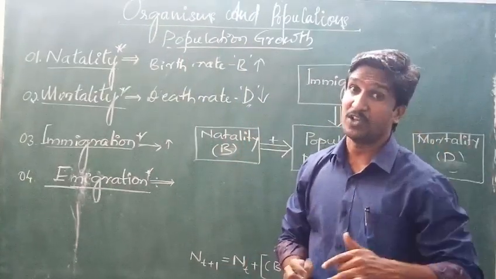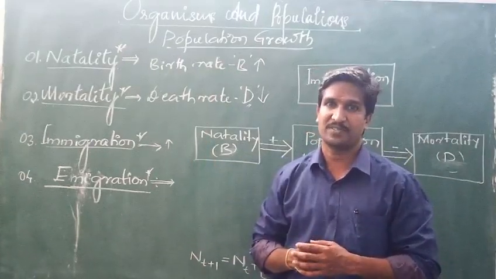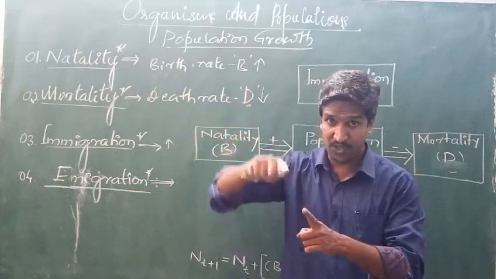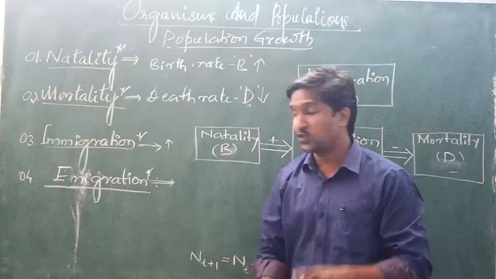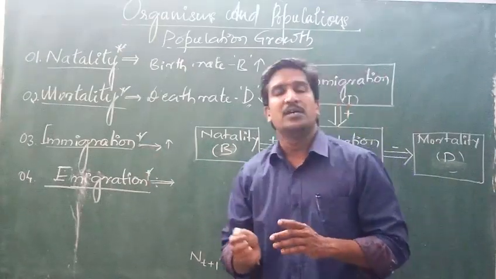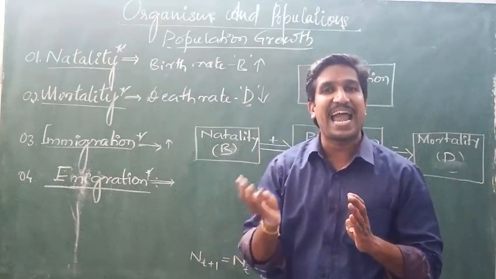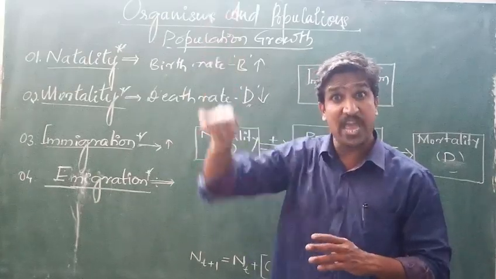Think about Bangalore. From Shahpur, every year thousands of people will go. Then the population growth of Bangalore increases. So immigration is nothing but an organism or a number of organisms added to the present population from elsewhere.